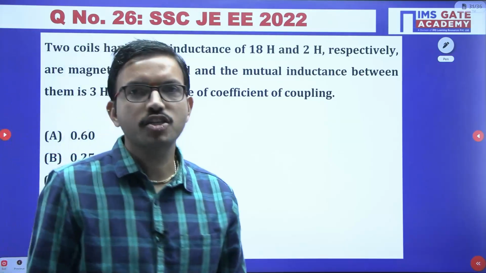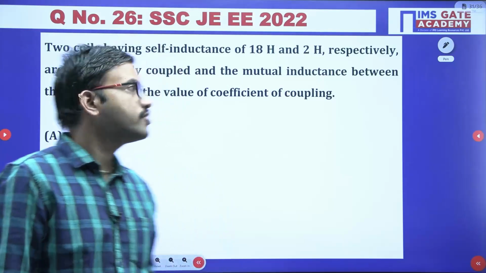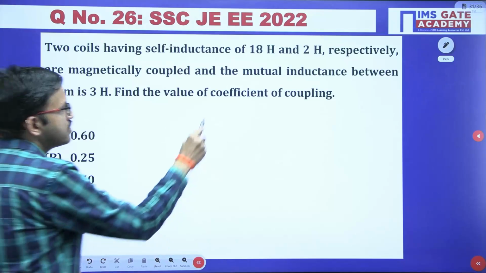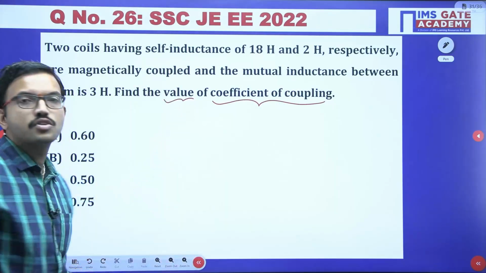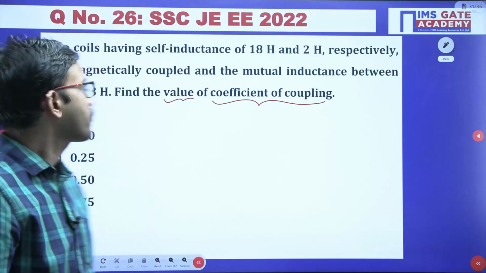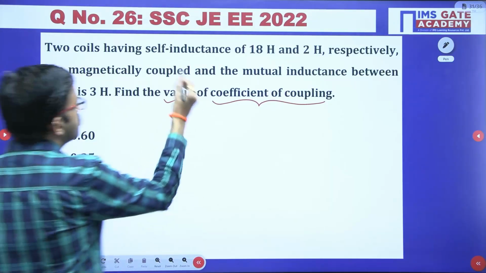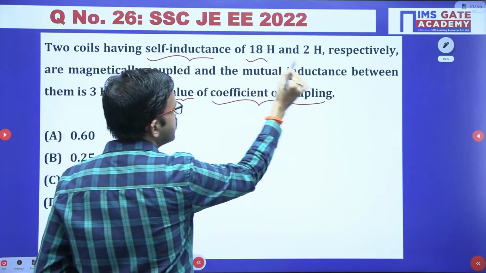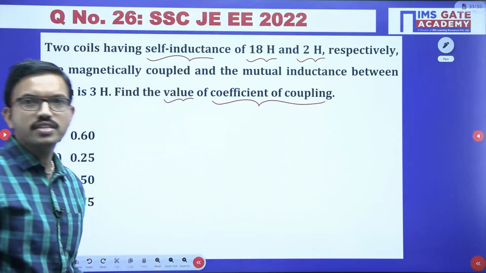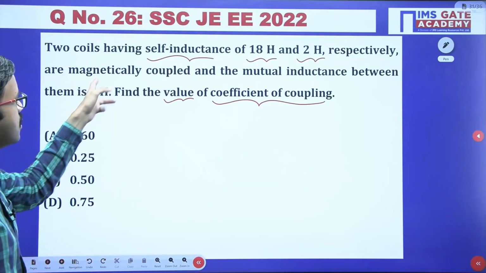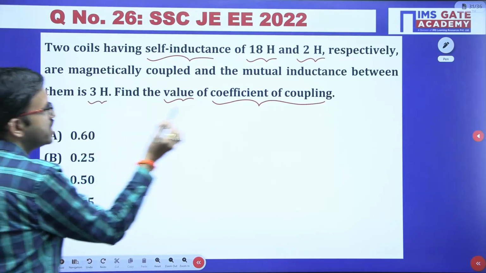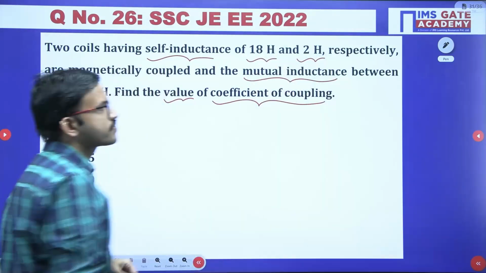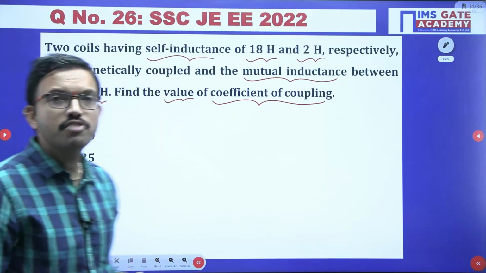Yeah, this is the last question regarding this session. All of you give it a try. This is the question based on the coefficient of coupling value. They are asking for the value of the coefficient of coupling. In this question you are having self-inductance values L1, L2, and they are magnetically coupled. The mutual inductance they have given is 3 Henry.